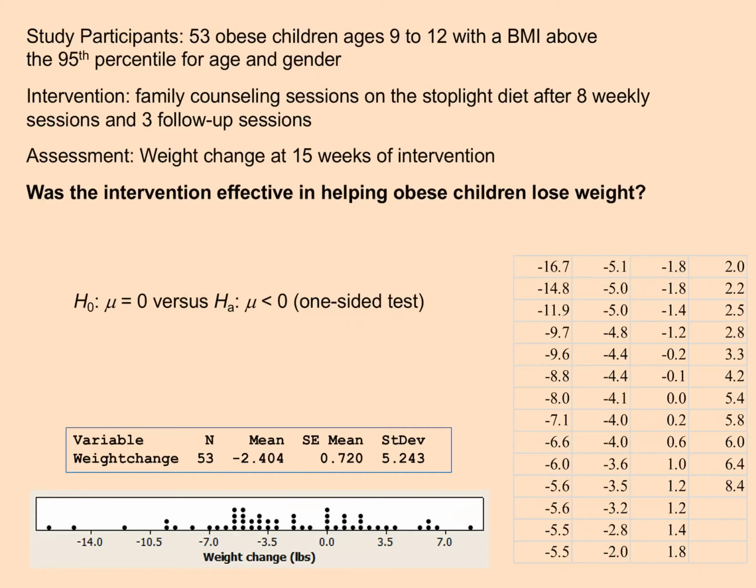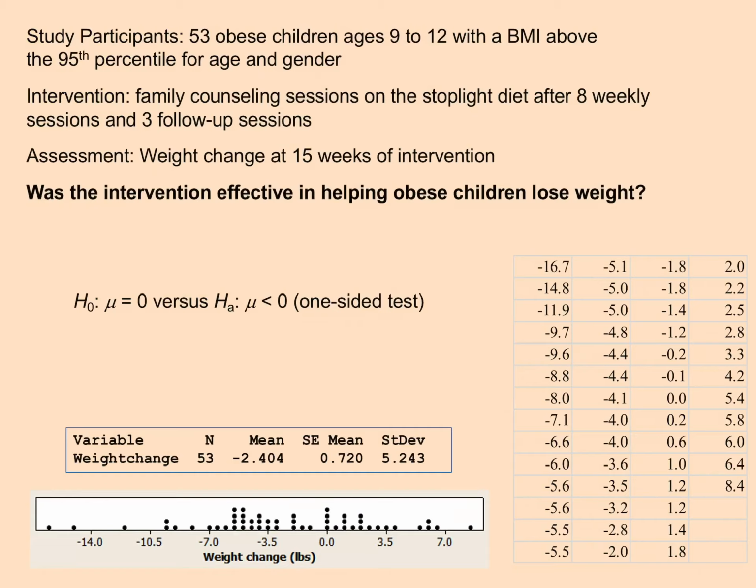Okay, let's look at an example here. So, study participants: there were 53 obese children aged 9 to 12 with a body mass index above the 95th percentile for age and gender. This means that 95% of other children in the same age group have body mass indexes lower than these children. Okay, so they're fairly overweight.